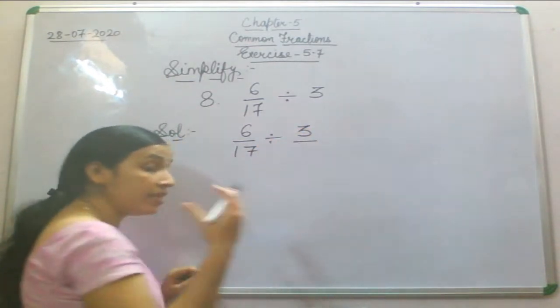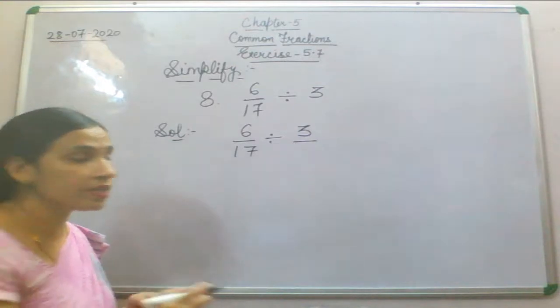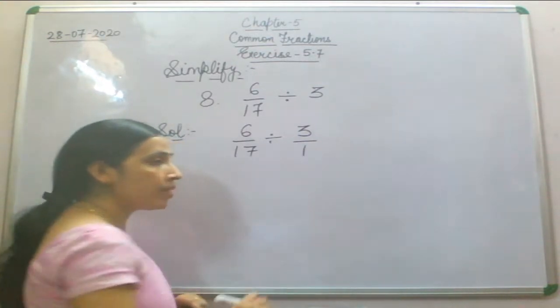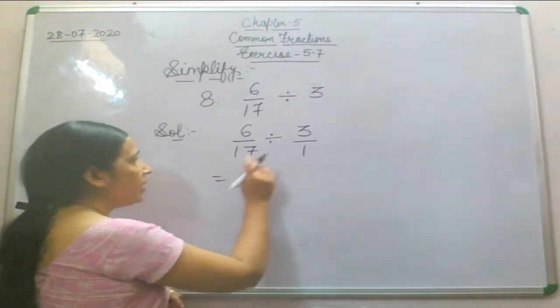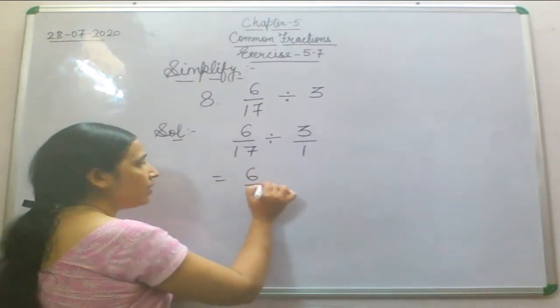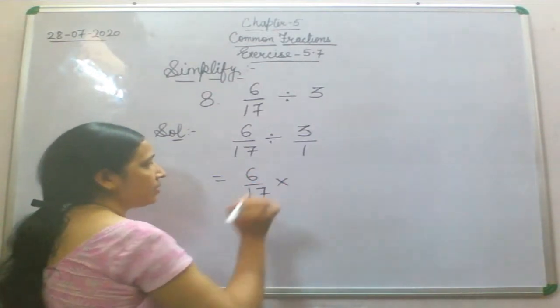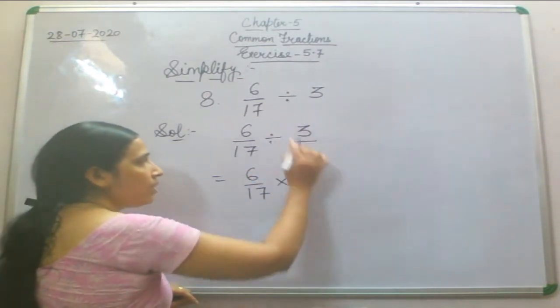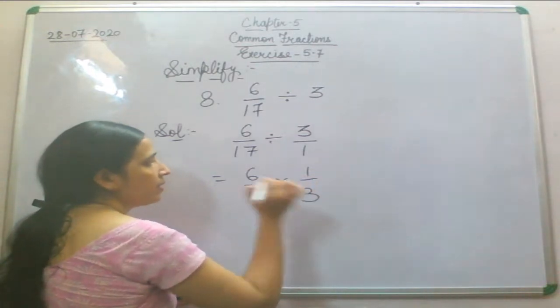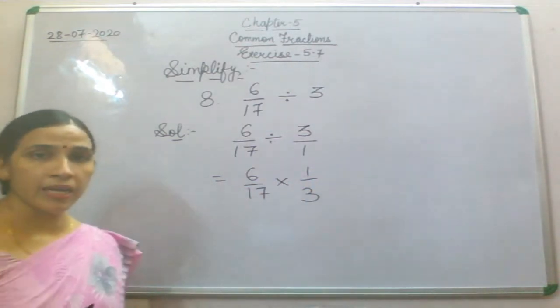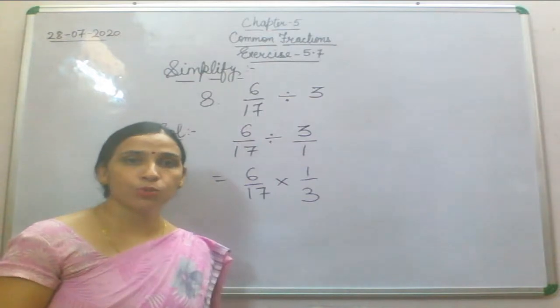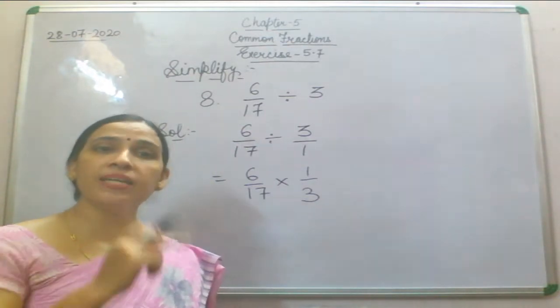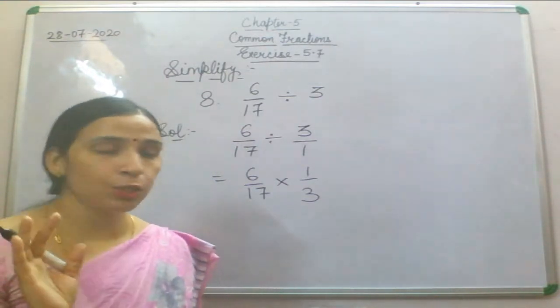Now we don't have anything in the denominator, so what will we write? We will write 1 over there. After that, this division symbol will be changed into multiplication. So 3 by 1 will become 1 by 3. Fine. The numerator will come into the denominator and the denominator will come into the numerator.